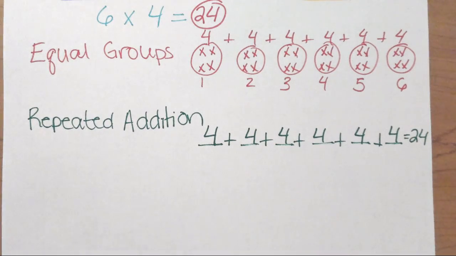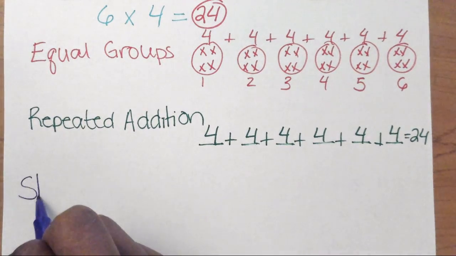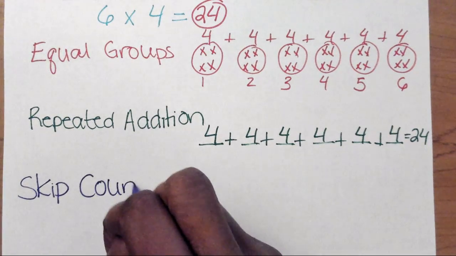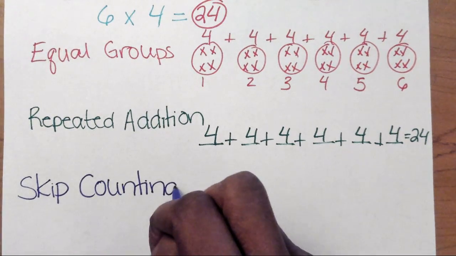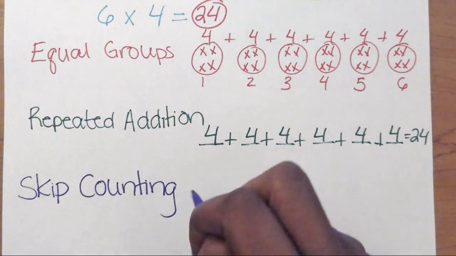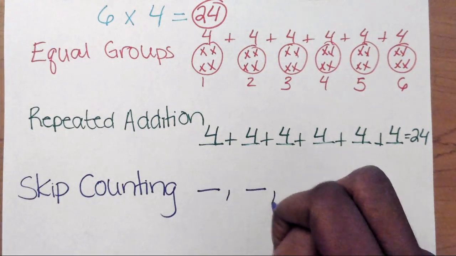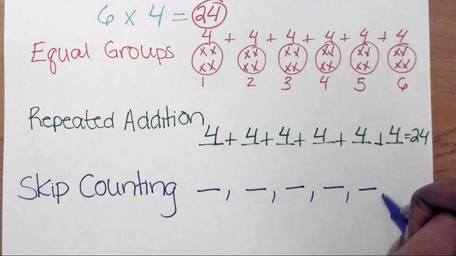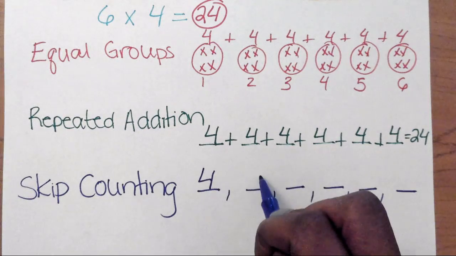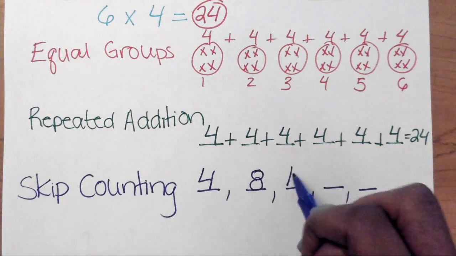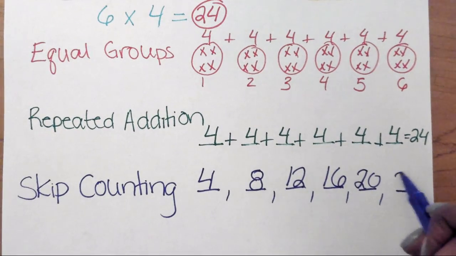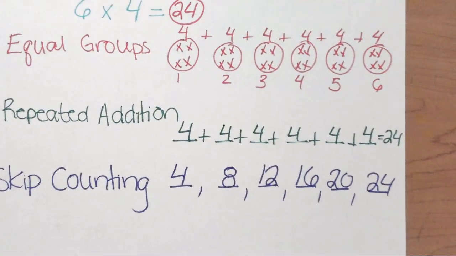We will now look at skip counting, which is a strategy they are familiar with. They have been skip counting for a couple of years now. Okay. We're going to count in 6 groups. We're going to count by 4s, which would be 4. We're going to use our multiples: 4, 8, 12, 16, 20, and 24.